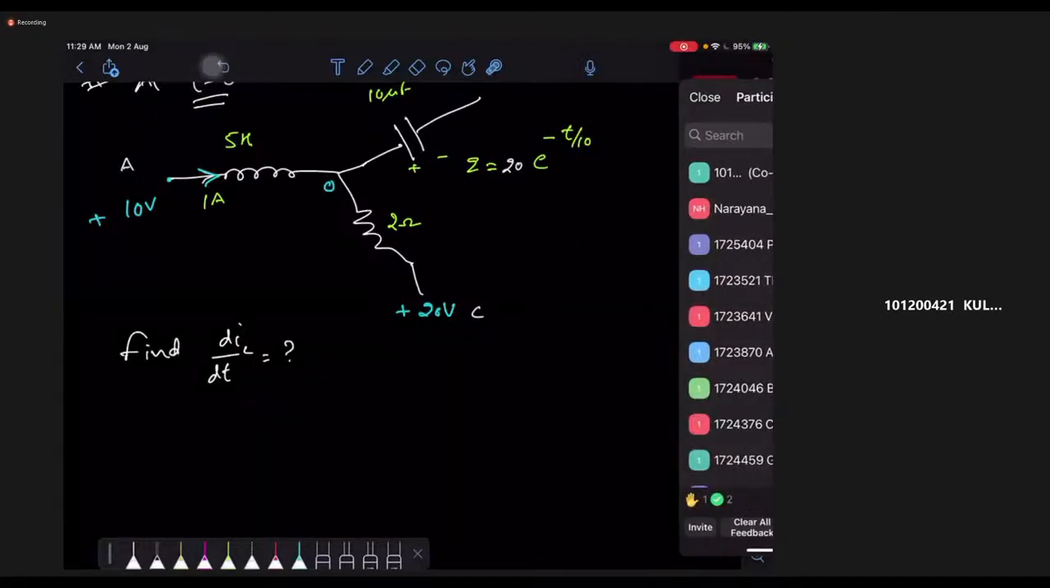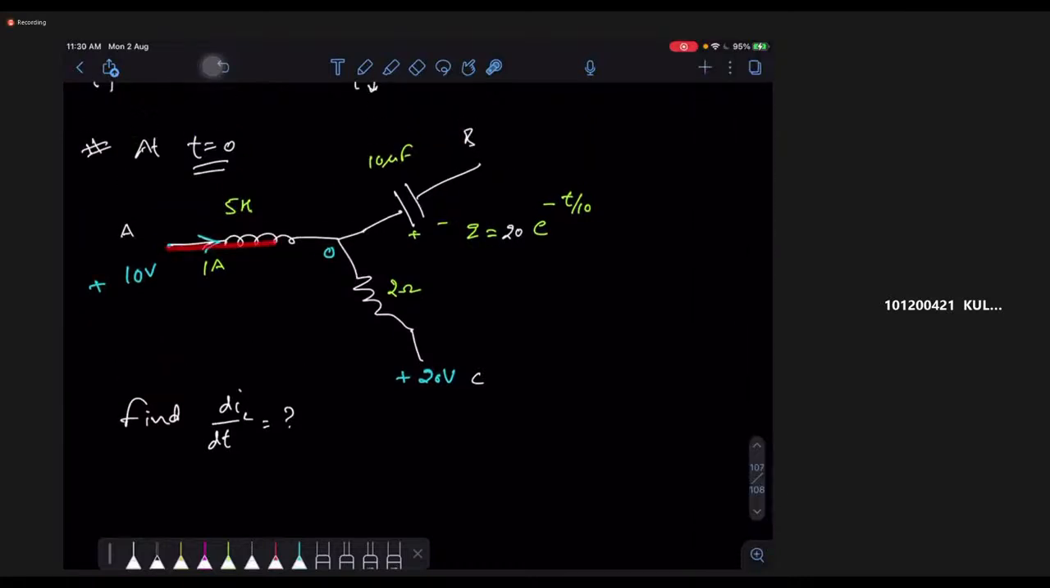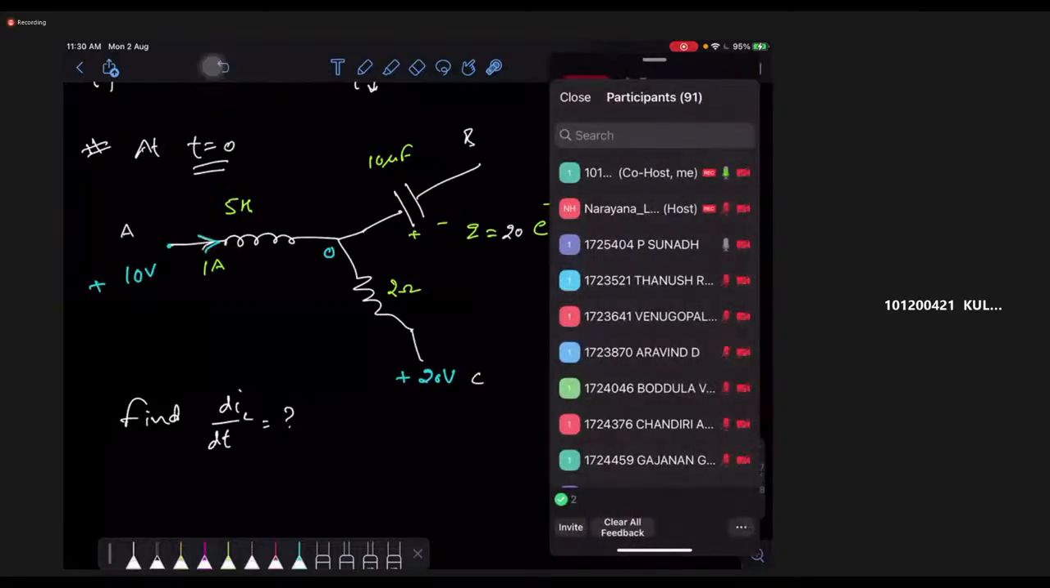Sir, what is di by dt, sir? It is the current passing through the inductor at time t. Current is passing through the inductor. Yes, 1 ampere current is passing through the inductor. Is it going to remain 1 ampere forever, or will it change? It will change. Depending upon the circuit, it can change.